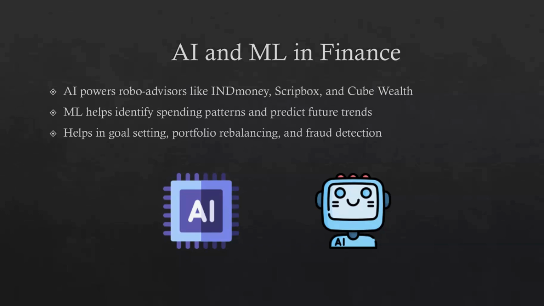It suggests portfolios and sends saving alerts when you are trying to overspend. It sends you alert messages so you can stop overspending and save whatever is left. Machine learning can even predict your spending behavior and recommend personalized budgeting solutions. It helps in goal setting, portfolio rebalancing, and even fraud detection.